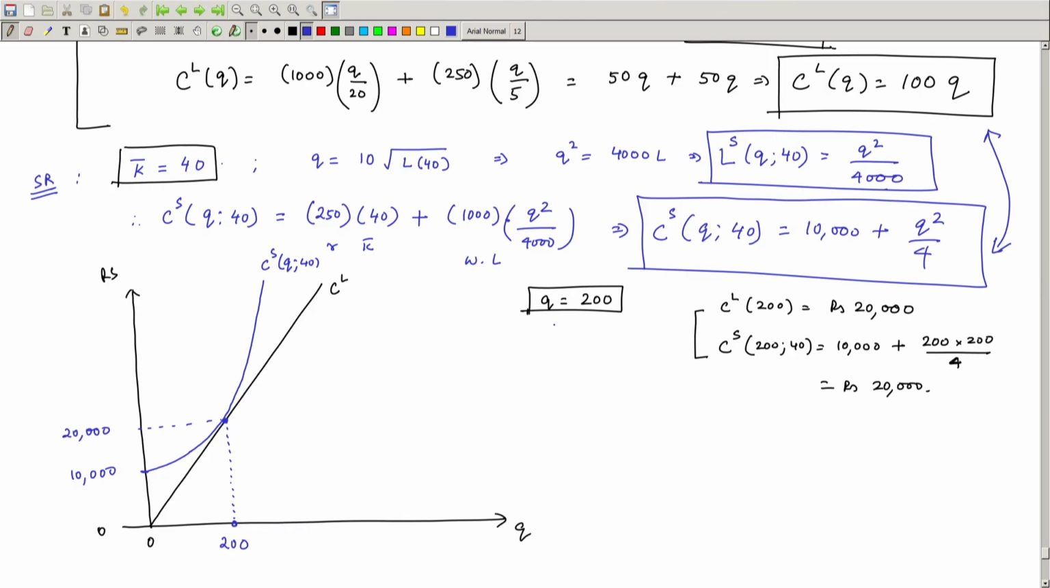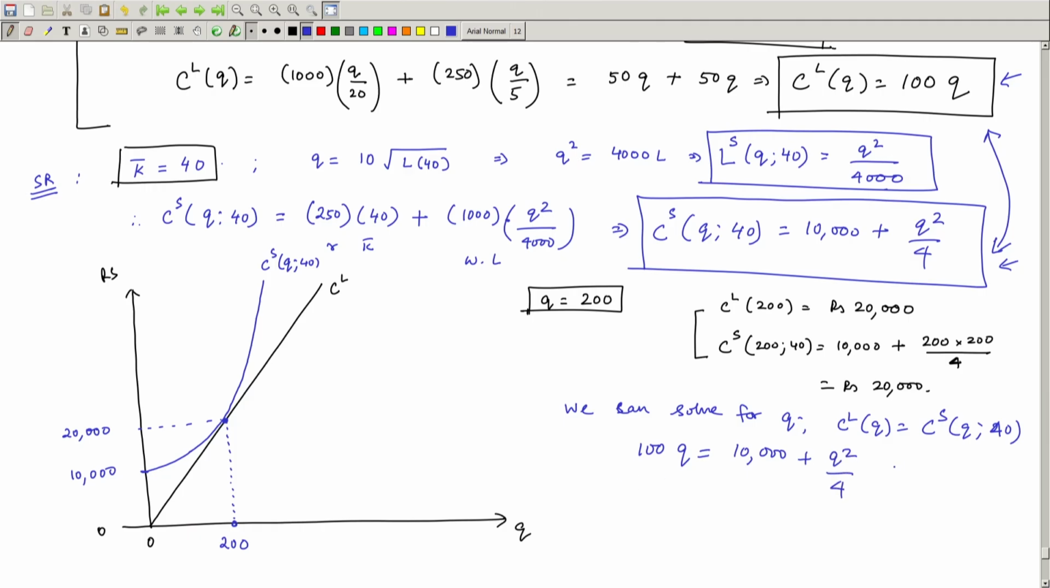Now, you might wonder, how did I get Q equals 200? Essentially, I want to find out the Q at which the long run cost and the short run cost are equal. So if you set CL equal to CS, we can solve for Q where CL is equal to CS by setting 100Q equals 10,000 plus Q square by 4.